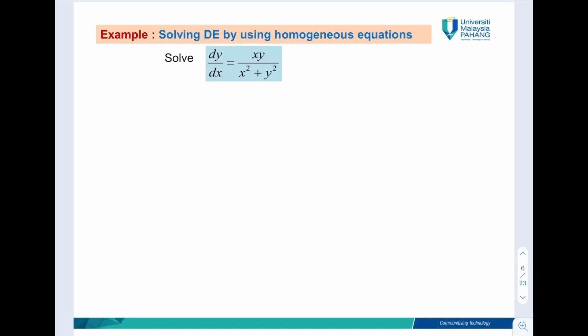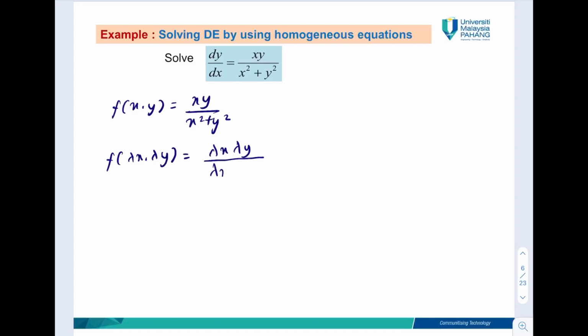Okay, remember that first step, we have to equate dy/dx equals f(x,y), where f(x,y) equals xy over x squared plus y squared. Next step, we have to create f(λx, λy), meaning x becomes λx and y becomes λy, divided by x squared, (λx) squared plus (λy) squared. Over here you have to expand and simplify.